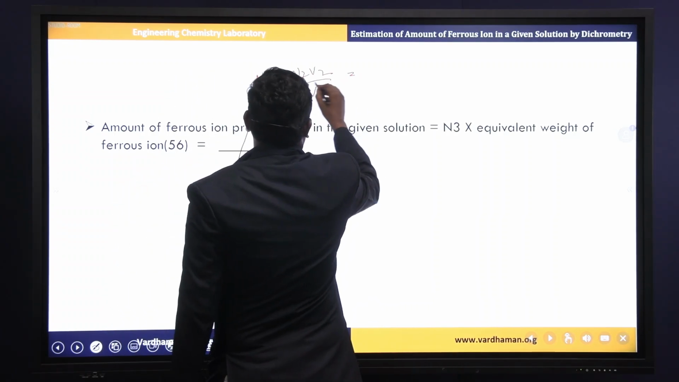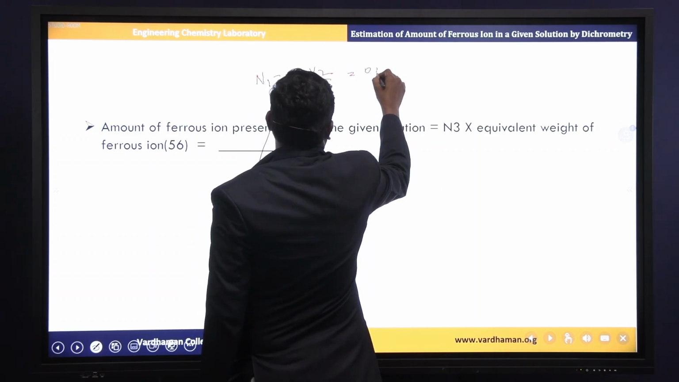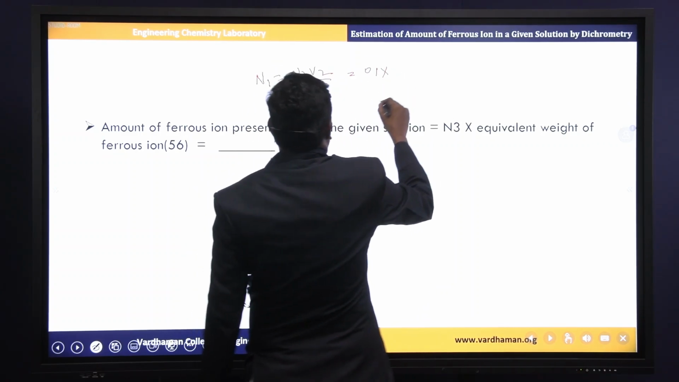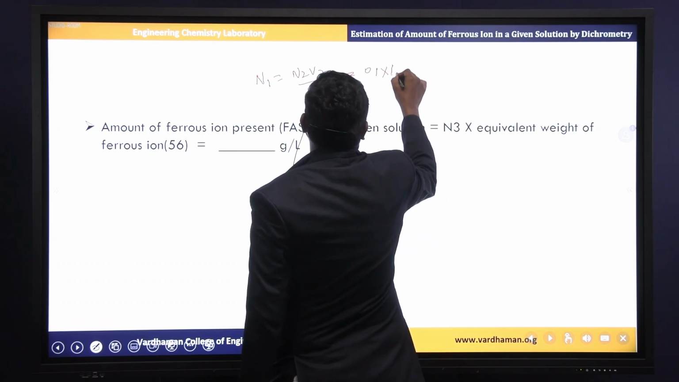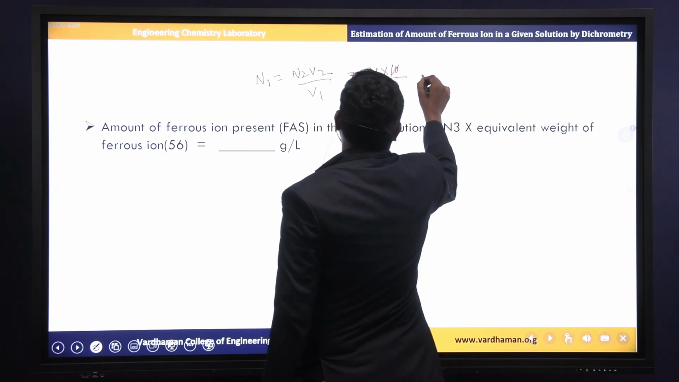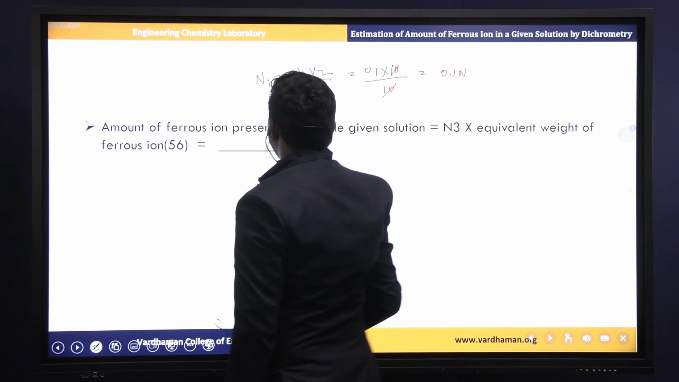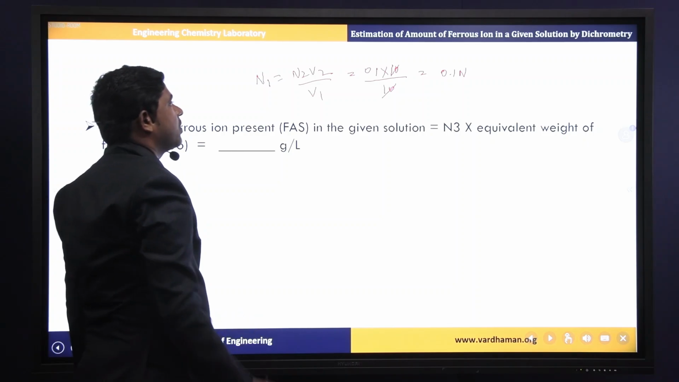So we substitute all the values. N2 is the normality of potassium dichromate, that is 0.1, into the volume of potassium dichromate. What is the volume of potassium dichromate? 10 ml, the burette reading. And the volume of Mohr's salt is 10 ml. So both get cancelled, and we get 0.1 normality. Okay, now this is the normality of Mohr's salt solution, that is 0.1 N.